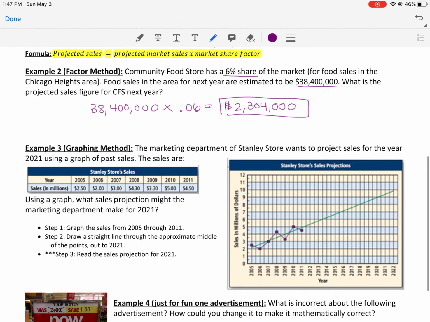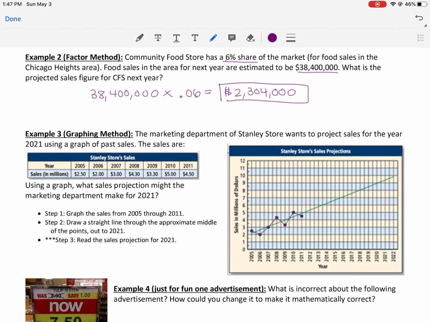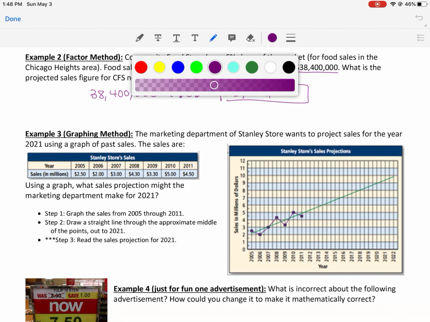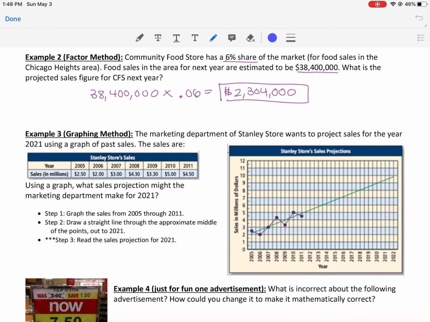The other method we're going to look at, and this one doesn't necessarily require a formula, is reading a graph. So it says the marketing department of Stanley Store wants to project sales for the year 2021 using past sales. And it gives you the different years and how much they sold each year. So using a graph, what sales projection might the marketing department make for 2021? So step 1 and step 2 will always be done for you in this case. So they're going to plot the points and then kind of make an average, right? We call that the line of best fit if you've ever done that in statistics or another math class.